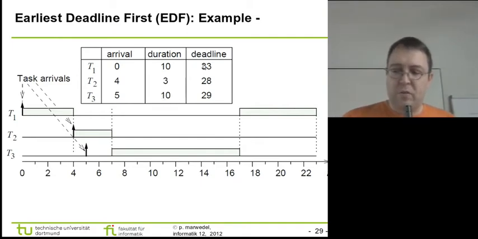And all the tasks have different deadlines. So T1 has to be finished at time 33, T2 has to be finished earlier at time 28, and T3 again has to be finished a bit later at time 29.